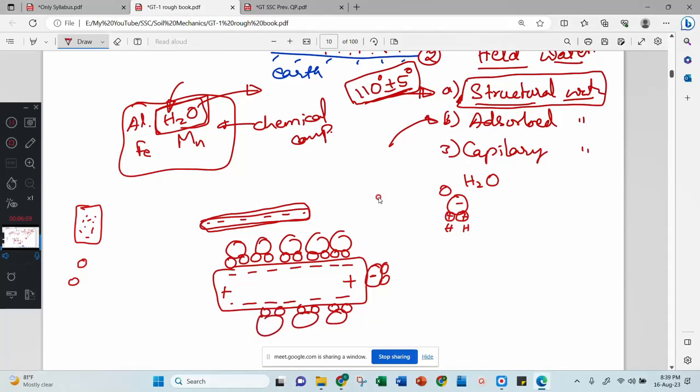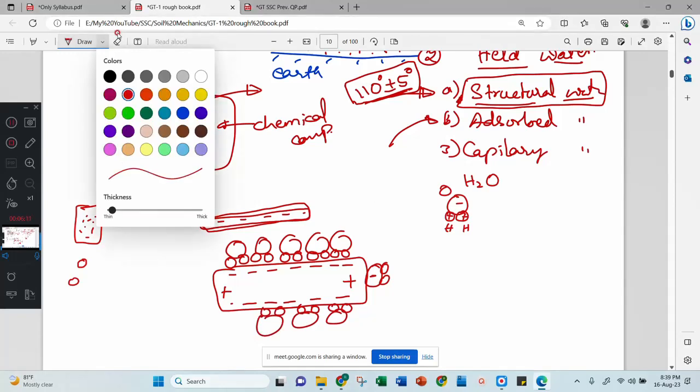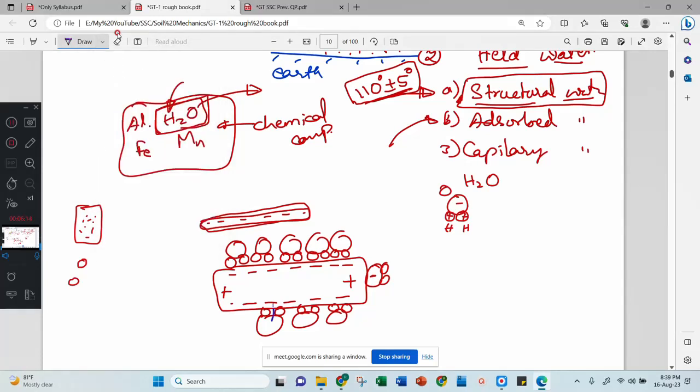Okay, this water cannot penetrate through the soil. This water will not penetrate into the soil. It will be on the surface of the clay particle. Therefore this is called adsorbed water. This is adsorbed water. Understood?